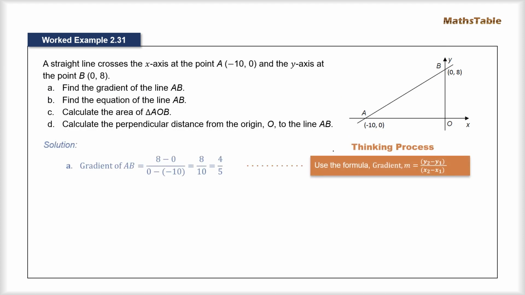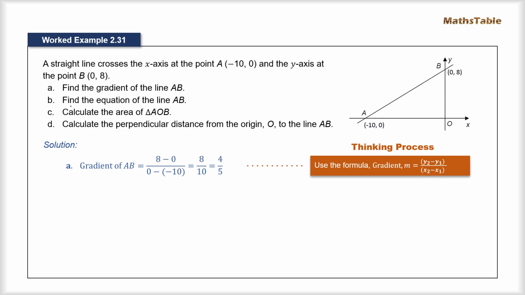Now we can use the gradient formula which we've discussed earlier, which is the ratio of rise to run, (y2 minus y1) over (x2 minus x1). And substituting the required coordinates into it, we get the gradient as 4 over 5.